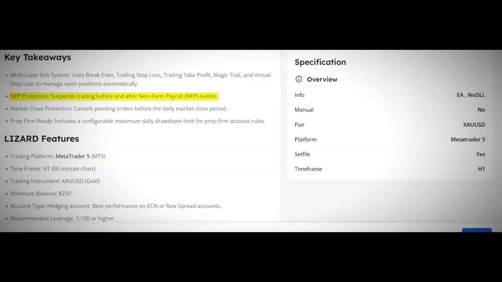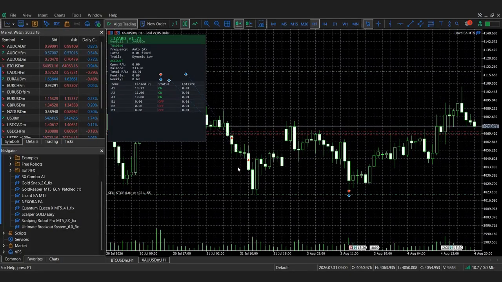The EA includes NFP protection that suspends trading before and after non-farm payroll events, plus market close protection that cancels pending orders before the daily market close period. That's smart. But NFP isn't the only event that nukes gold. CPI, FOMC, geopolitical explosions. None of those get filtered unless you manually disable the EA.